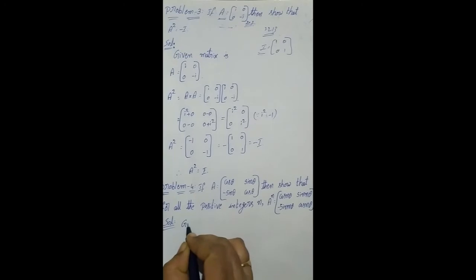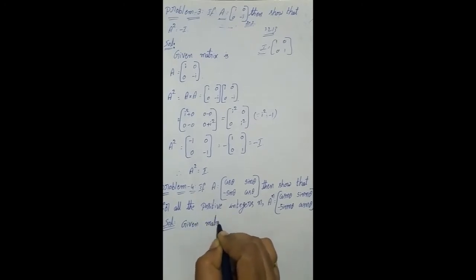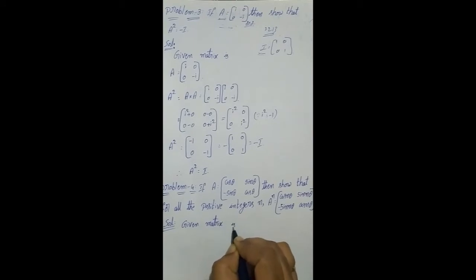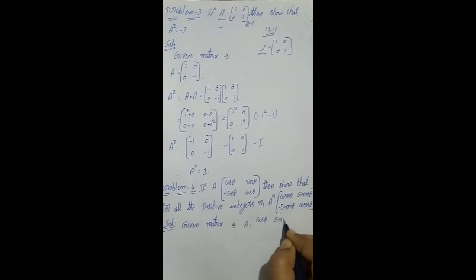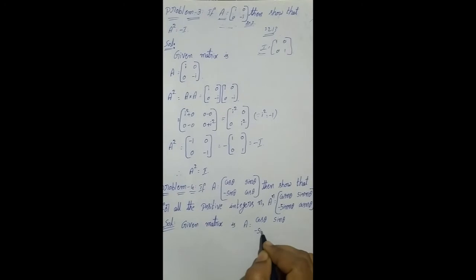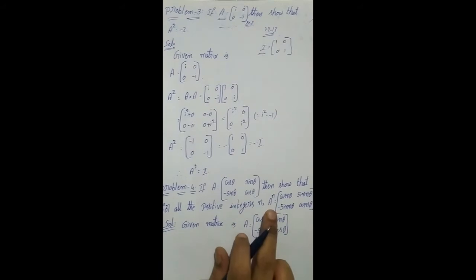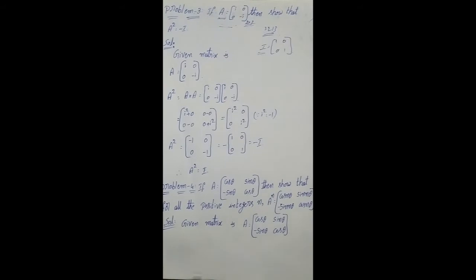first the given matrix is A equals [cos theta, sin theta; -sin theta, cos theta]. This is the given matrix A. We have to prove the A power n value. For that, by using mathematical induction, first we have to consider the statement.